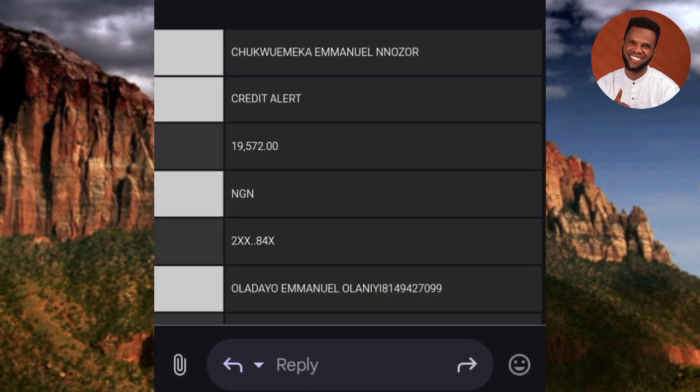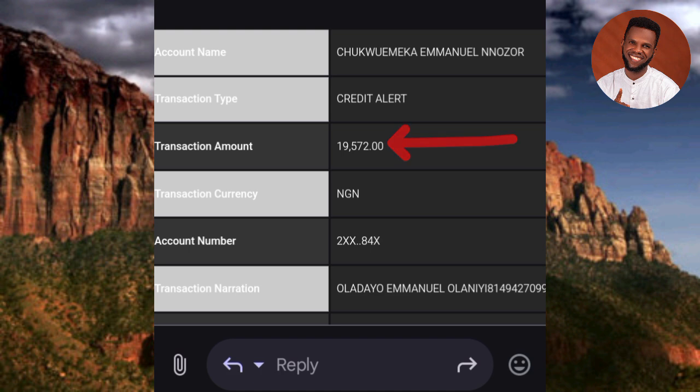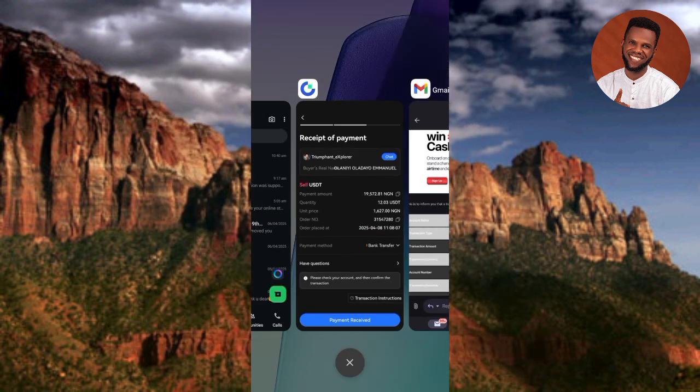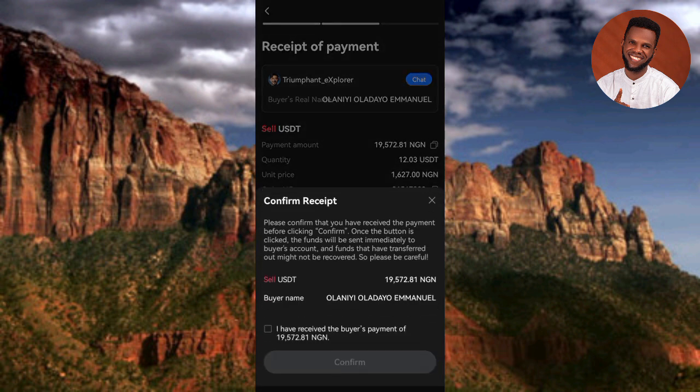You can see the name of the buyer on Gate.io is exactly the name of the buyer on the Gate.io app. You can see it right there. You can see the amount. I received the exact amount, 19,552. So now let me go back to the Gate.io app to confirm and release the USDT. So what I'm going to do next is to tick that box on the left hand side to confirm that I have received the buyer's payment of 19,572 naira.